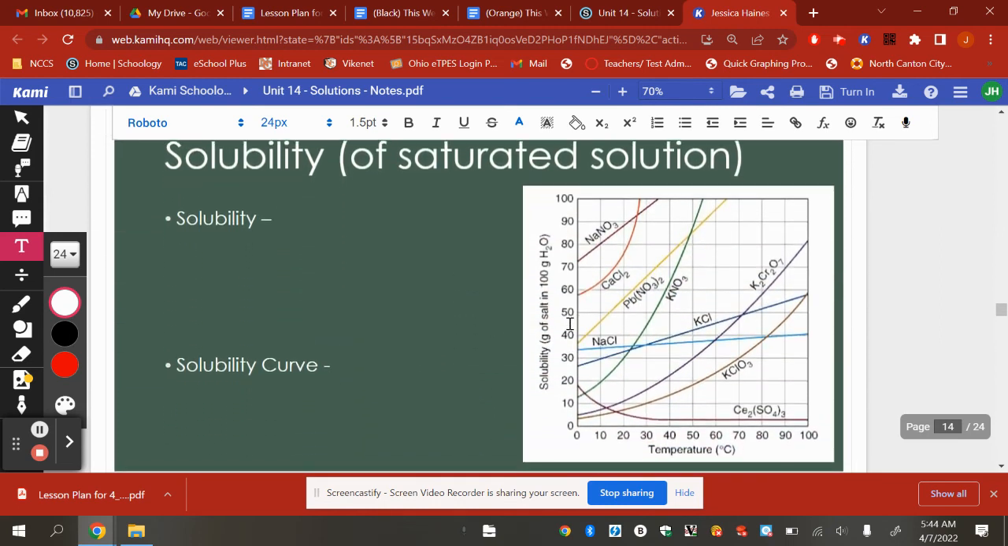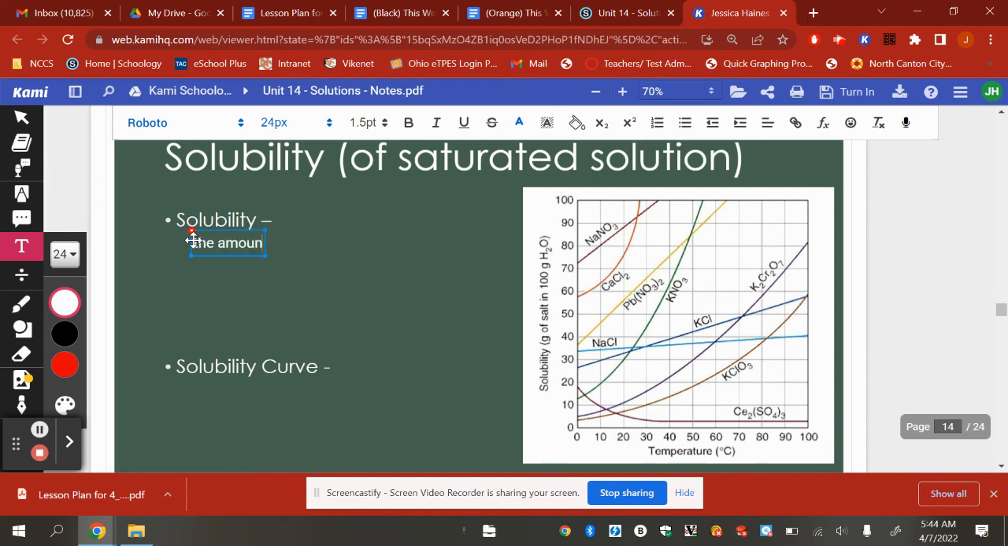This is a solubility curve, and you're going to work with these on a worksheet if you have a double period today. If not, you're going to work on it tomorrow. All right, so solubility. Let's talk about what solubility is. Let me get to the definition of this. Solubility is the amount. Let's define it here.